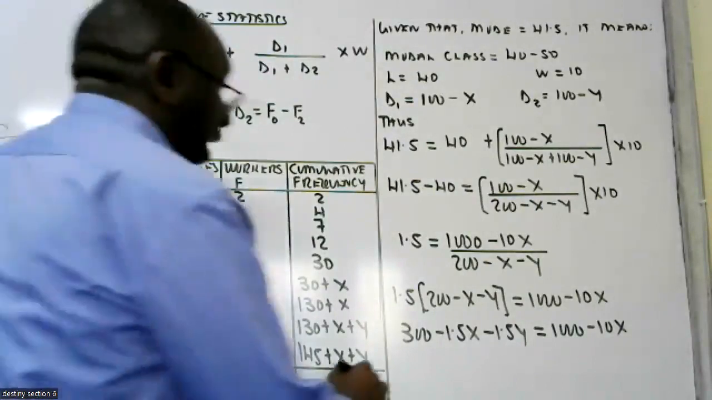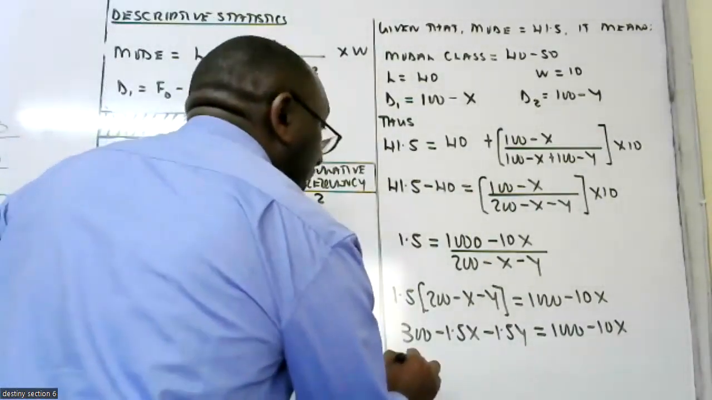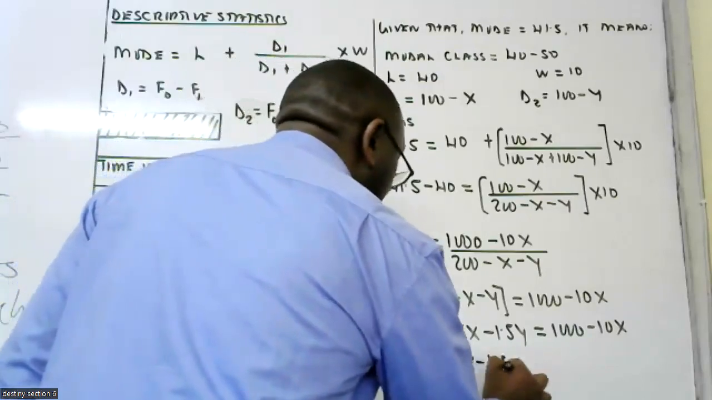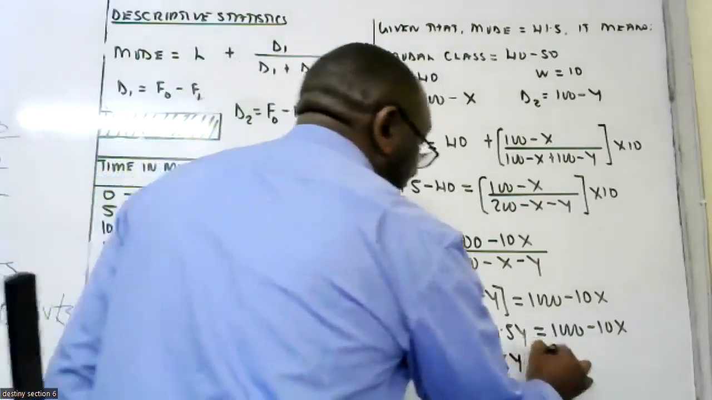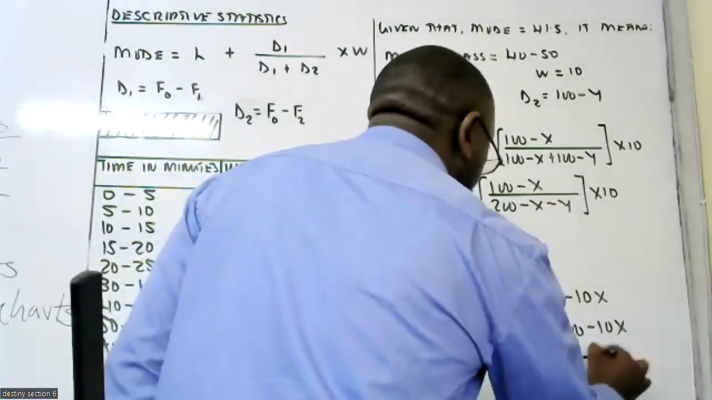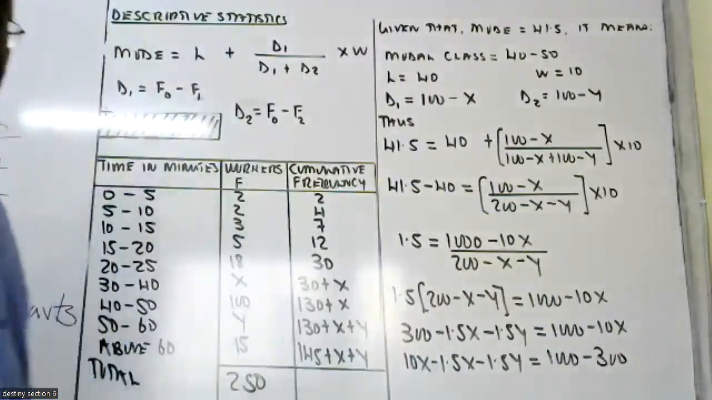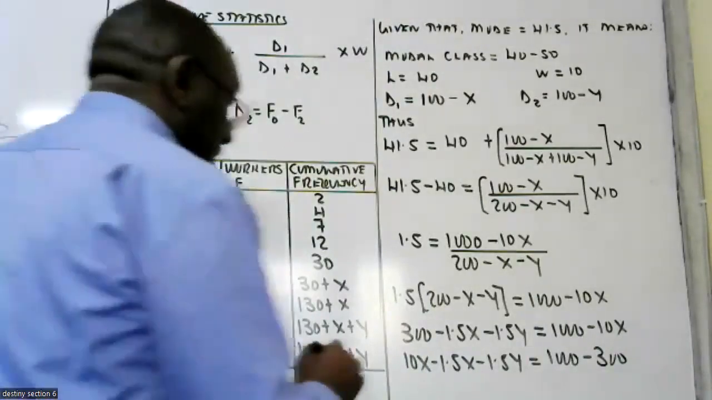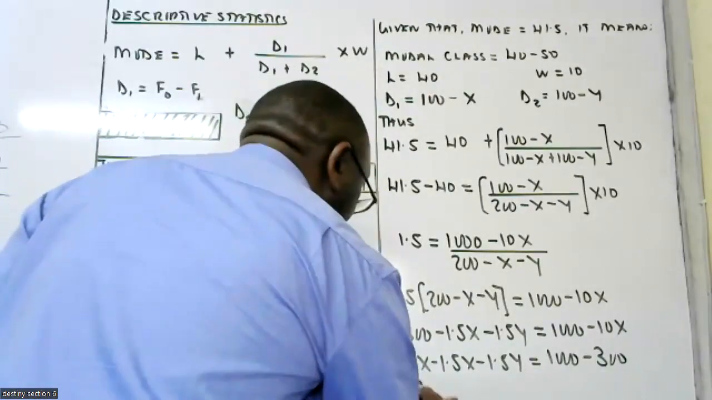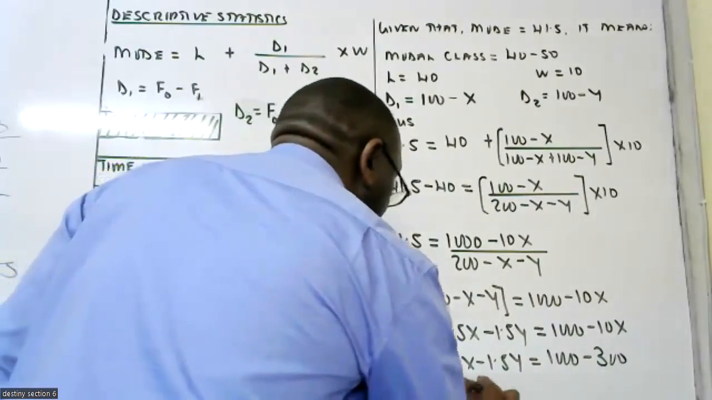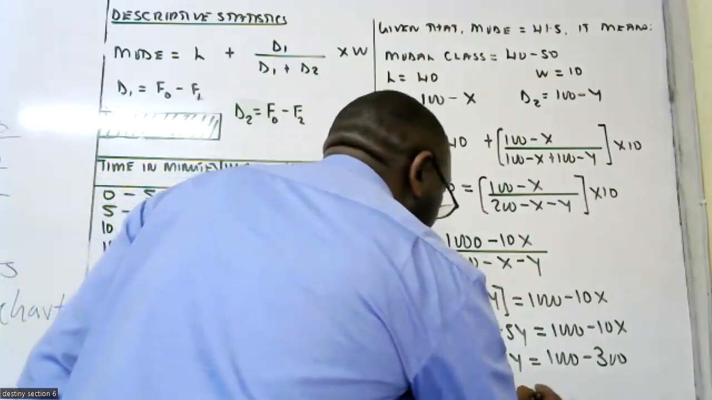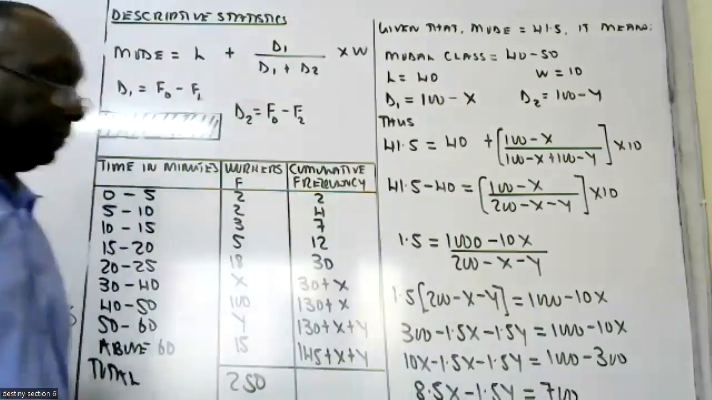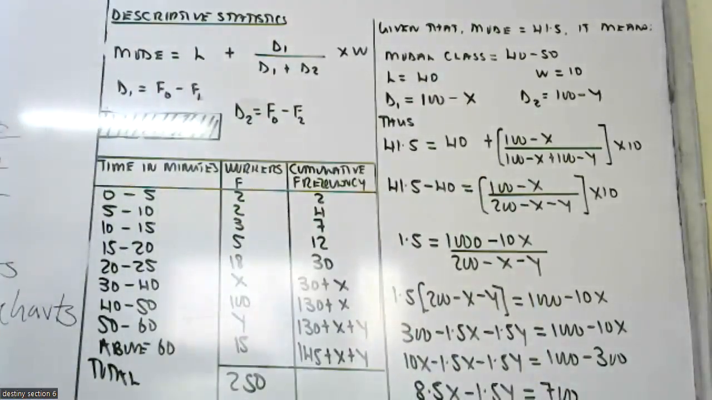So this one becomes 10x minus 1.5x minus 1.5y is 1,000 minus 300. Now this is left as 8.5x minus 1.5y is 700.